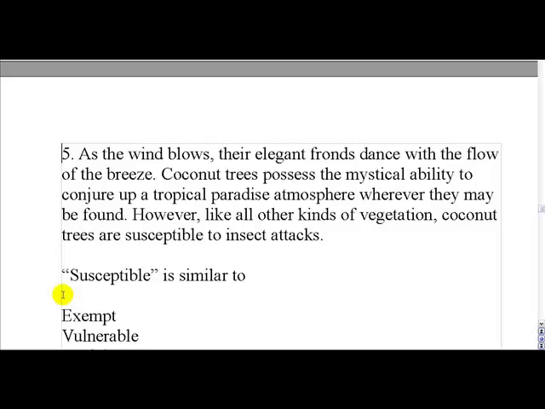As the wind blows, their elegant fronds dance with the flow of the breeze. Coconut trees possess the mystical ability to conjure up a tropical paradise atmosphere wherever they may be found. However, like all other kinds of vegetation, coconut trees are susceptible to insect attacks. So the word however is kind of an opposite meaning here, and they're basically saying that these trees are very pretty and people like to look at them, but like other types of vegetation, insects will also try to attack them. So susceptible, what does it mean?